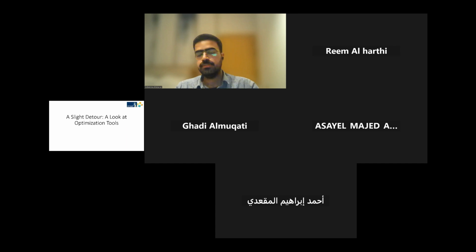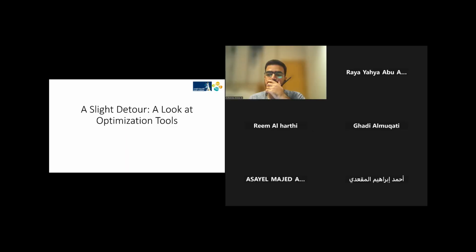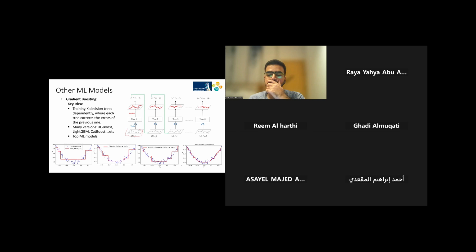Can I ask something? Yeah, please. For the random forest and the one after it. So basically, the random forest is saying that each tree is fed with different subsets and samples. For the other one, does it take all the samples and all the features and train on it and then improve in the next version? Or does it also take subsets?